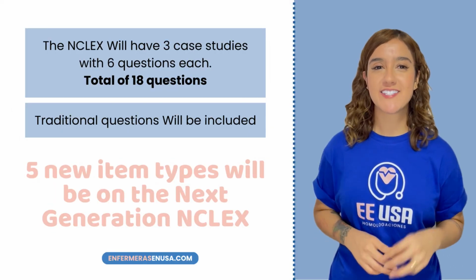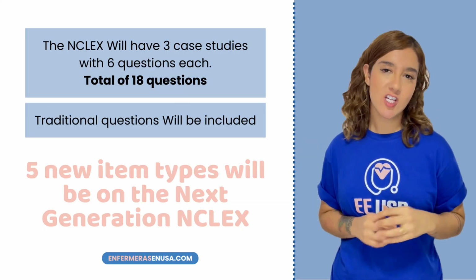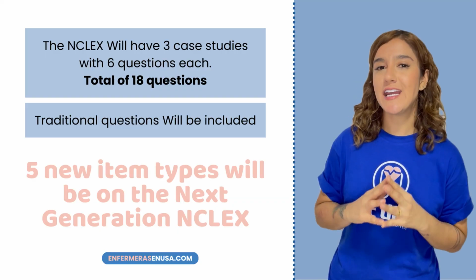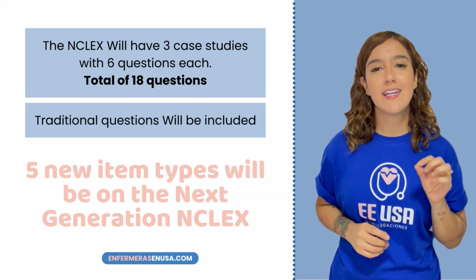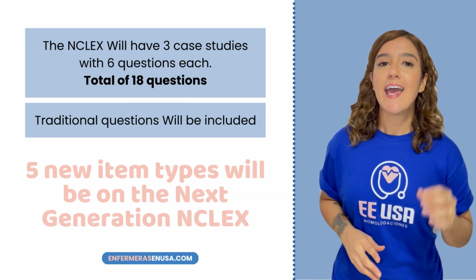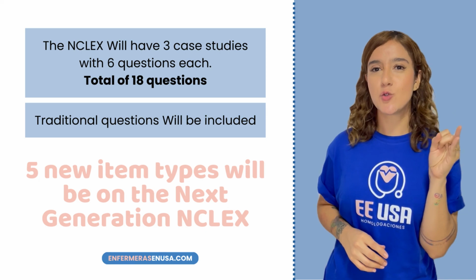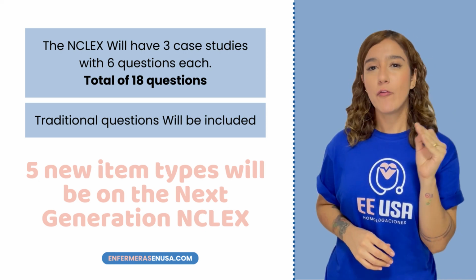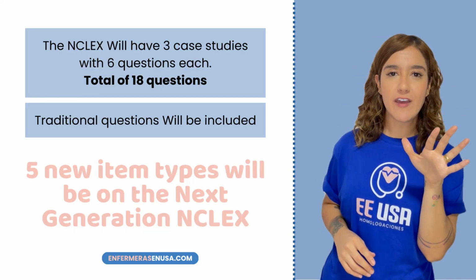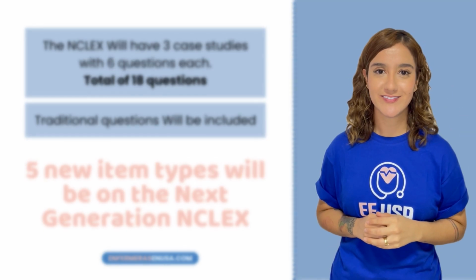The exam presents 3 case studies with 6 questions each, 18 NGN-style questions in total, while the rest of the exam maintains the traditional question format. Additionally, 5 new item types have been introduced. First, extended multiple response. Second, extended drag and drop. Third, drop-down responses. Fourth, enhanced hotspot. And fifth, matrix grid response. Let's take a closer look at each.